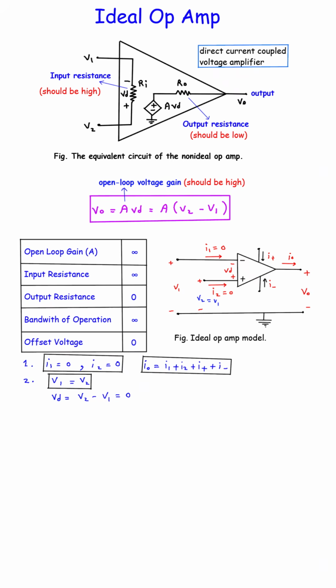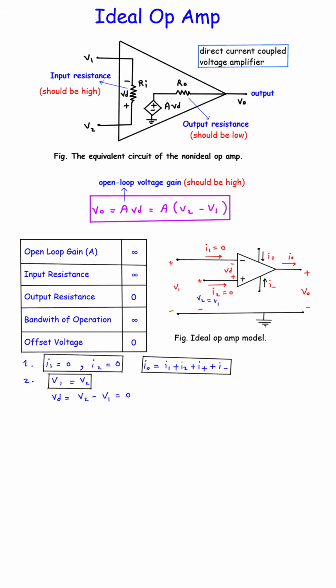Another important characteristic is the input resistance. An ideal op-amp has infinite input resistance, which means it does not draw any current from the input sources. This is why both input currents I1 and I2 are zero, as shown in the diagram. On the other hand, the output resistance of an ideal op-amp is zero, so it can supply full output voltage to the load without any internal voltage drop or power loss.